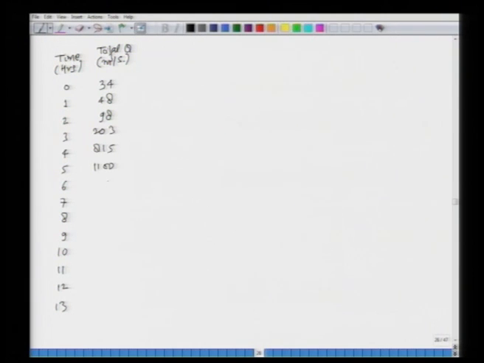So, you have the time in hours, which will go from 0, 1, 2, 3, 4, 5, 6, 7 all the way to 12. Okay. So, these are the times which are given to us at 1 hour interval. The total flow is given to us in meter cube per second. This is the data which I had just written. So, you have 34, 48, 98, 203, 815, 1100 and so on. I am just copying all this data which were given to us.